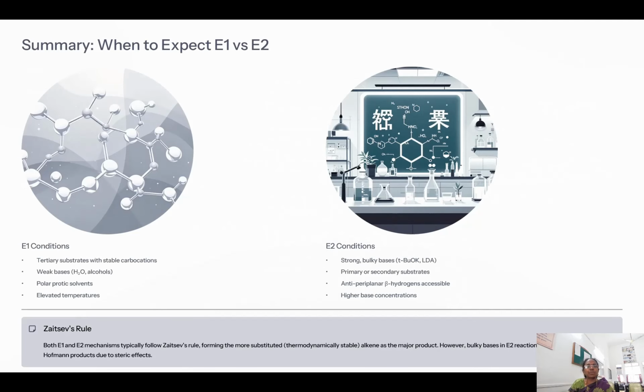Summary: when to expect E1 versus E2. E1 conditions: tertiary substrates can undergo the E1 mechanism very easily. And second, weak bases and a polar protic solvent are required to create the carbocation, along with elevated temperature. In E2 conditions, strong bulky bases are required, primary or secondary substrates can be taken, with accessible anti-periplanar beta hydrogen and higher base concentrations.